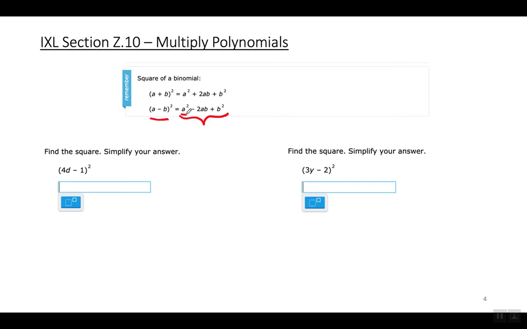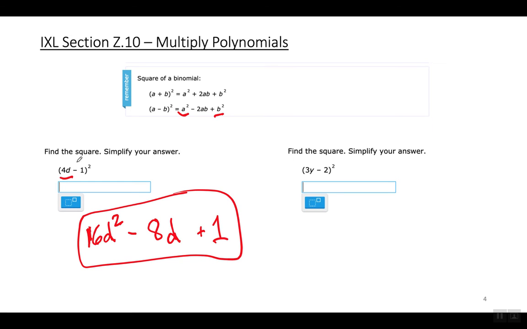At the beginning, you're going to have whatever a is to the second power. Whatever a is to the second power, so a is 4d. 4d to the second power is going to be 16d to the second power. In the back, you're going to have whatever b is to the second power. So whether you look at it as negative 1 or as positive 1, when you square, they're both going to equal positive 1. And in the middle, you're going to have minus 2 times a times b. So 2 times a times b would give us 8d. And that's my answer.